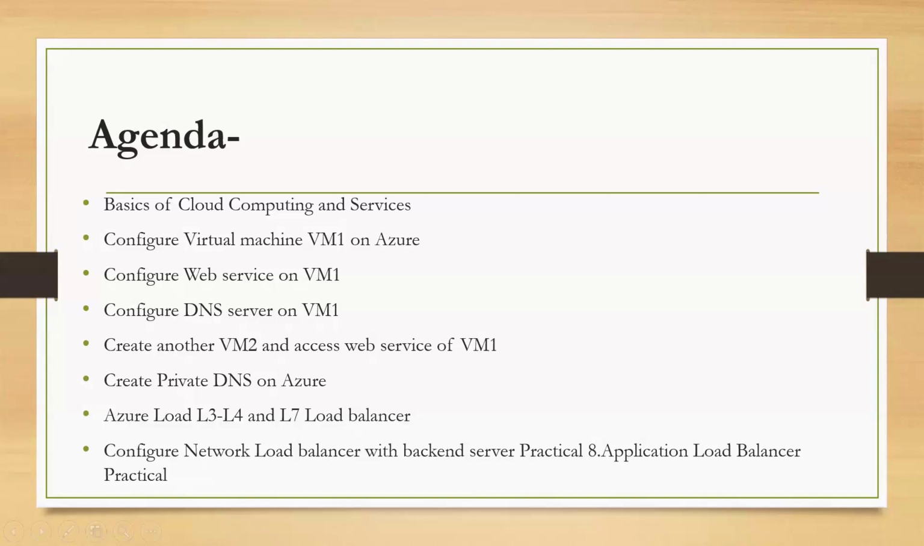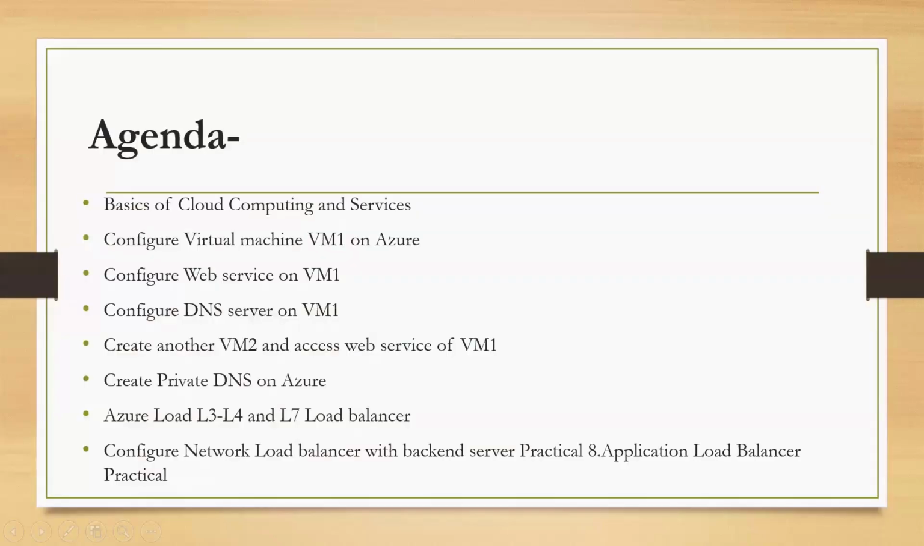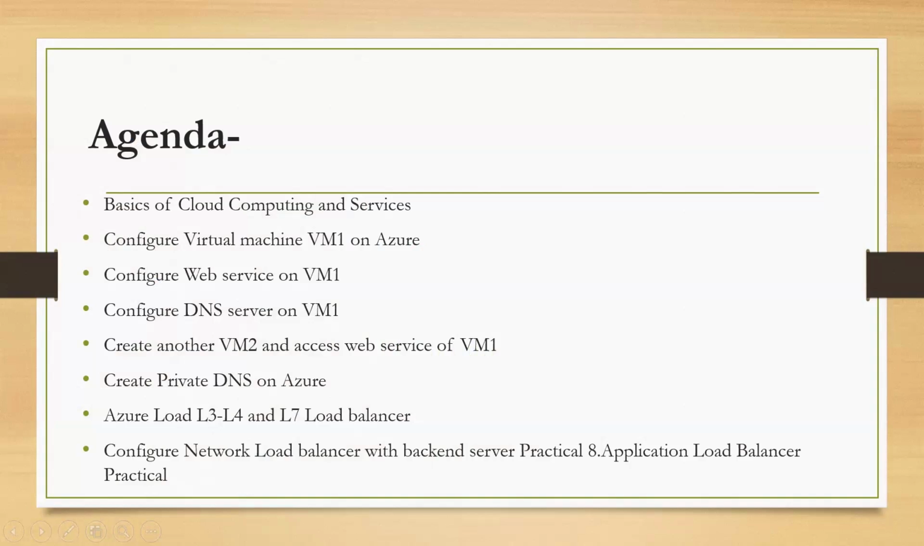Then I'm going to configure another VM, VM2, and from that VM I'll be accessing the web service which I configured on VM1. Don't worry if it seems high level, we'll be jumping into it later. Then we'll create the private DNS zone to understand the concept of private DNS. And if time permits, we'll go on to the L3, L4 load balancer and then the L7 load balancer.